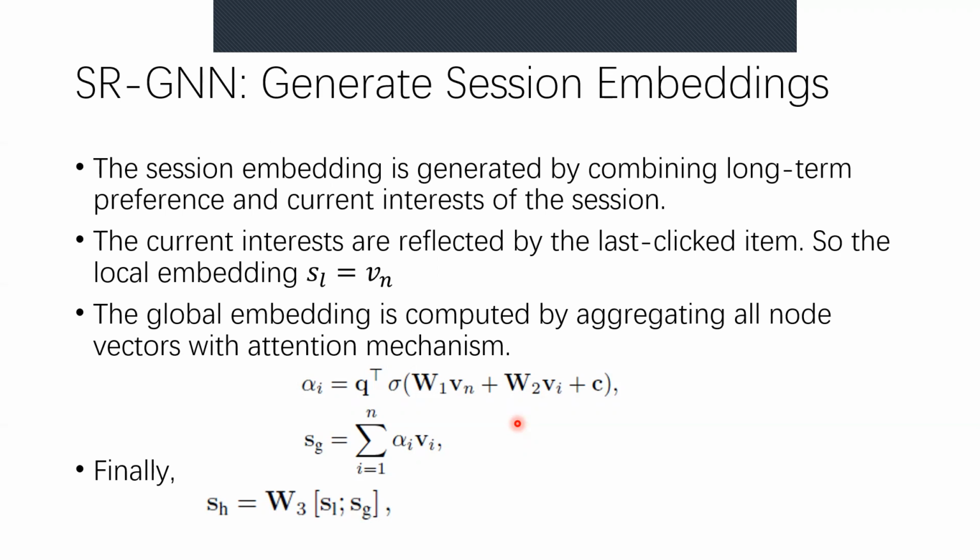Okay, so when we calculate the attention, we want to utilize the last item using a transformation, and also the item itself using a transformation, and add them together plus some bias. Is this Q the same for each item? Actually, Q is shared, so every session shares the same Q, and every session shares the same W1 and W2.